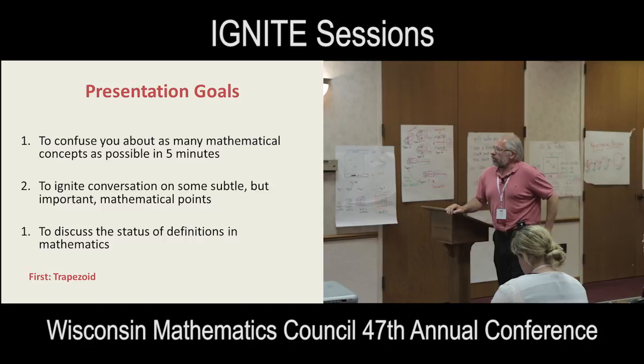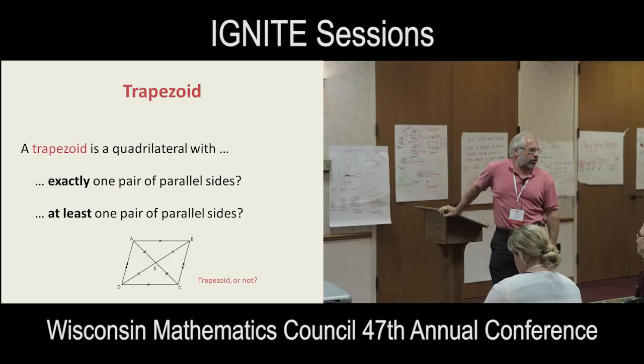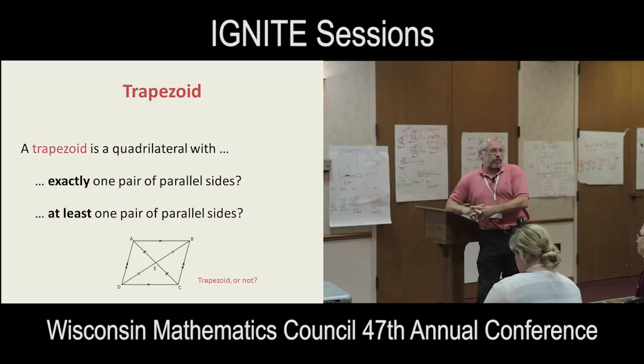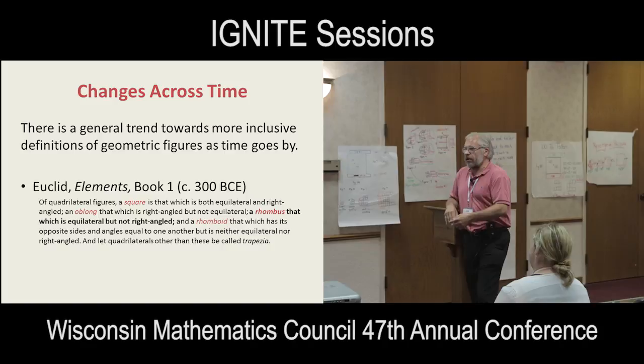Up first, a famous example, trapezoid. So what's your definition of trapezoid? Exactly one pair of parallel sides, or at least one pair of parallel sides? It makes a difference. A parallelogram is or is not a trapezoid, depending on which definition you pick. So there are plenty of places in geometry where we have a choice between making definitions inclusive or exclusive. And it's interesting, the further back in time you go, the more you see exclusive definitions.